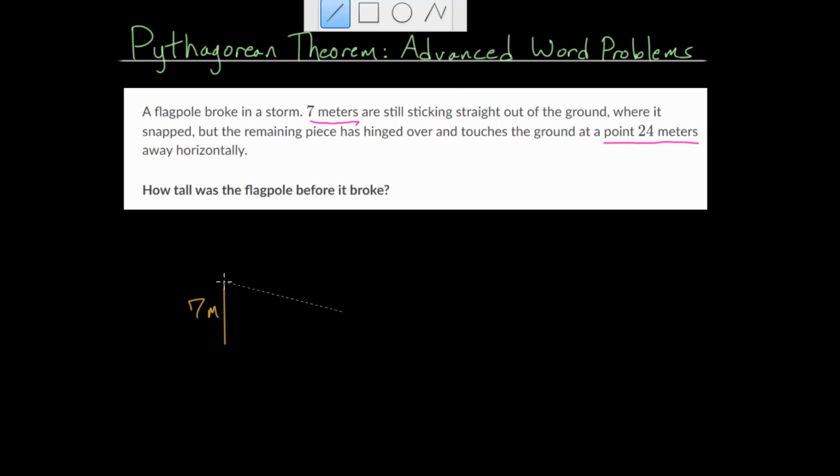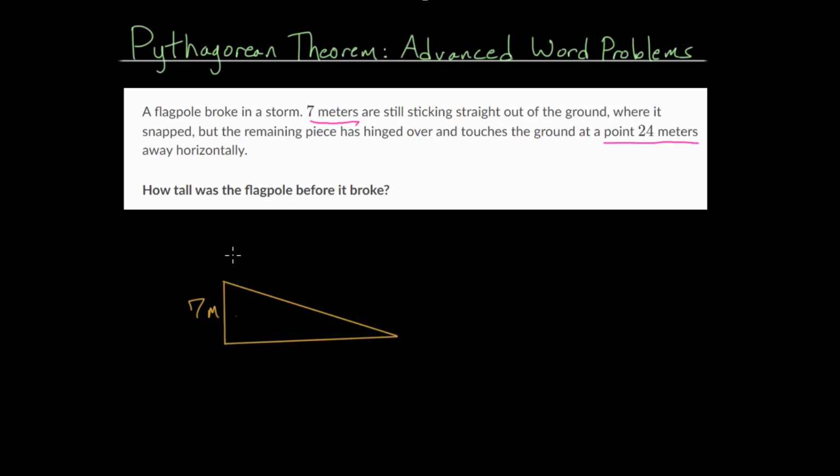So we don't know the length of the pole that goes from the snap corner to the ground, but what we do know is the horizontal distance away from where it originally stood. So this is going to be 24 meters, and like I mentioned, we don't know this length here, but we need to figure out how tall the flagpole was before it broke. So imagine the flagpole standing straight up, we need to figure out that total length.